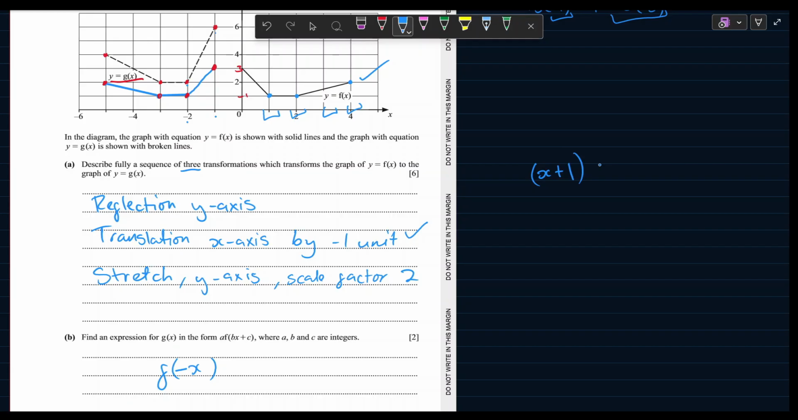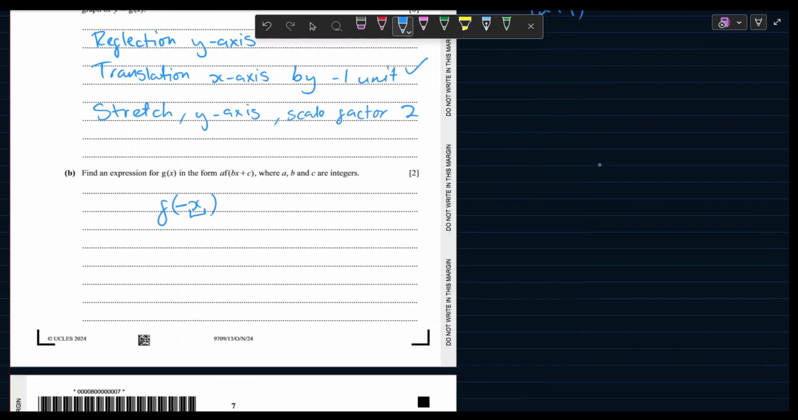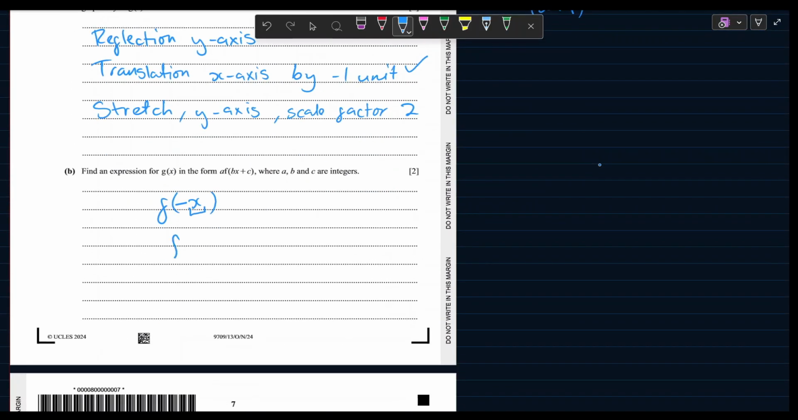It's going to be x plus 1, which would read as negative 1 unit, or a translation of negative 1 unit. So essentially, you just take the opposite sign. So it means we're going to replace our x here. Be careful how you replace this. Replace x with x plus 1. So what we have is f of negative x plus 1.